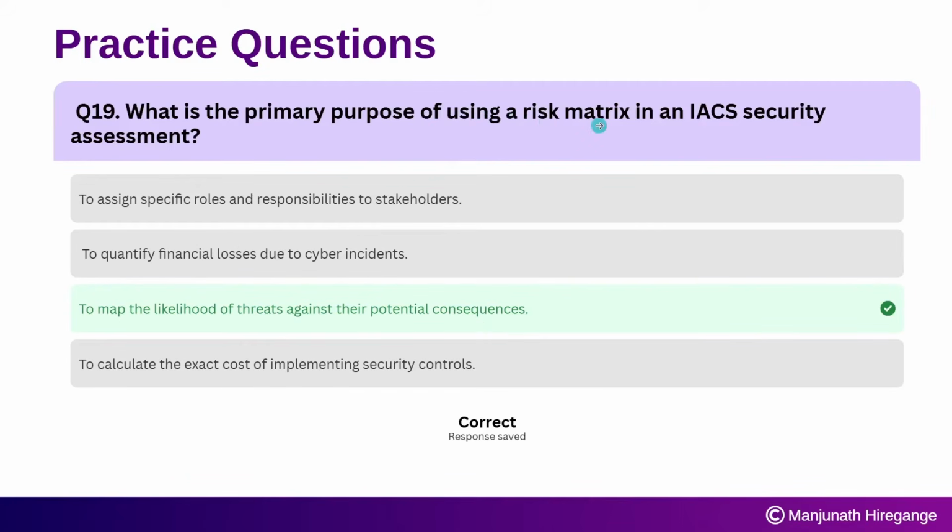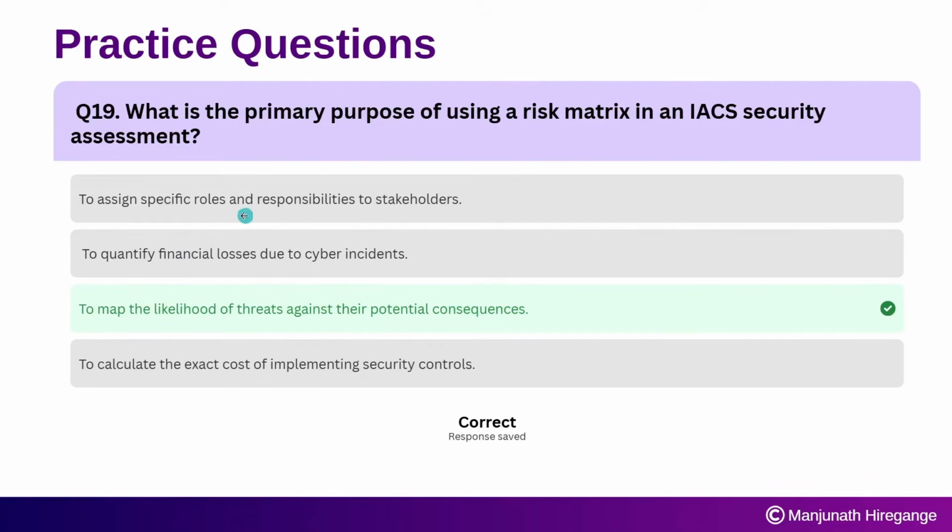We know that the risk matrix is a widely used tool in both IT and OT. Its primary purpose is to provide a visual representation, by plotting the likelihood of threats occurring against their potential consequences. So likelihood assesses how probable a threat is based on your vulnerability and potential attack vectors. And consequence evaluates the impact of a threat if it were to exploit the vulnerabilities.